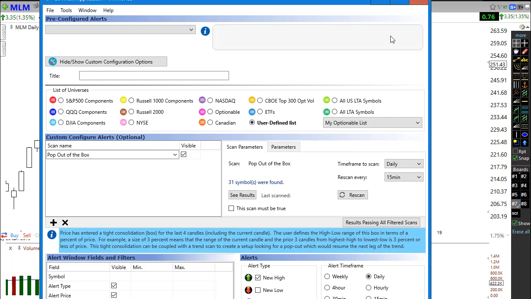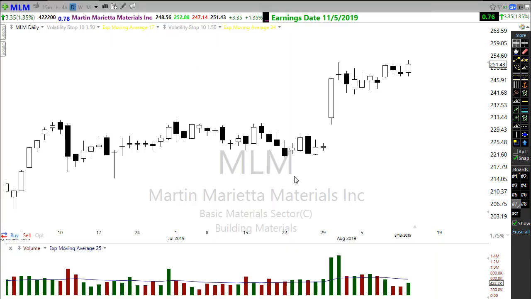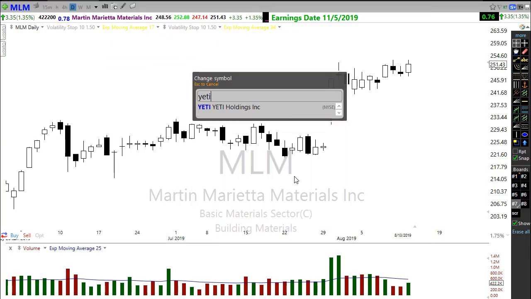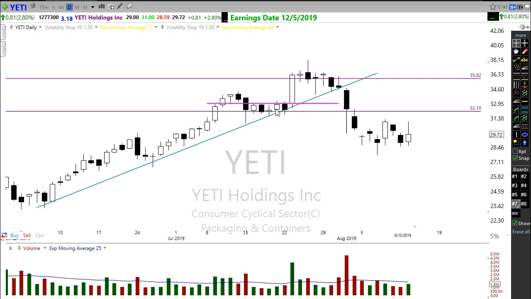If you were to use that stock Yeti and you use the pop out of the box breakout, this may be alerting way past the time where you really should be jumping into that trade. The risk is too high. If I look for the pop out of the box as it's forming, then I can look over the trade, plan out the price action of that trade, and wait for that trade to occur.